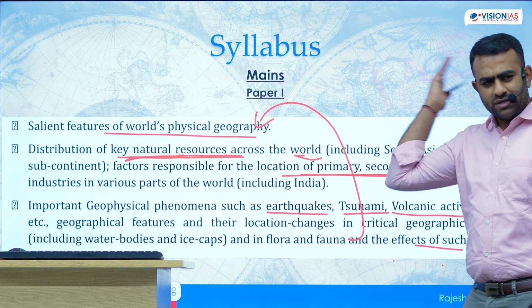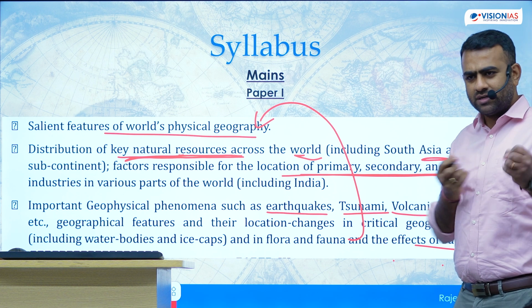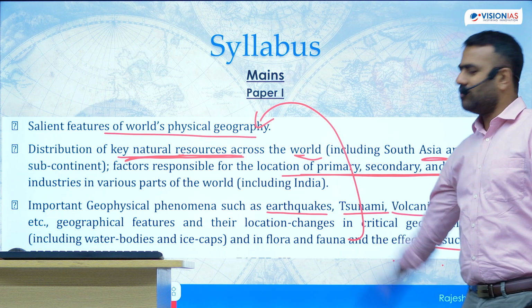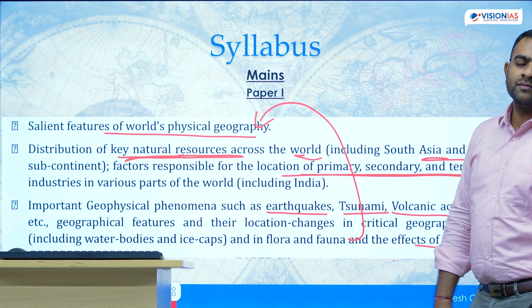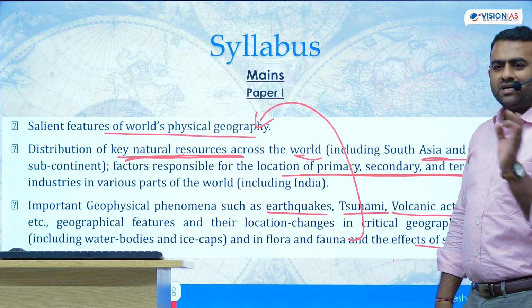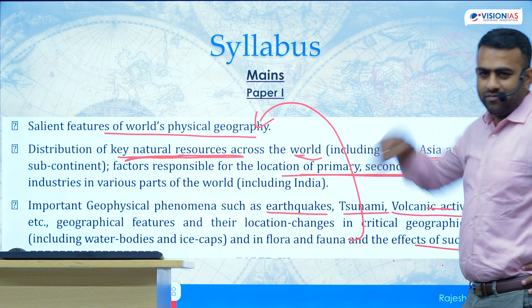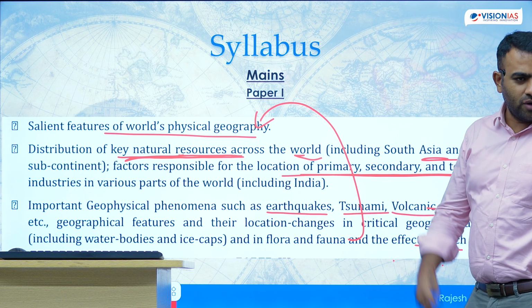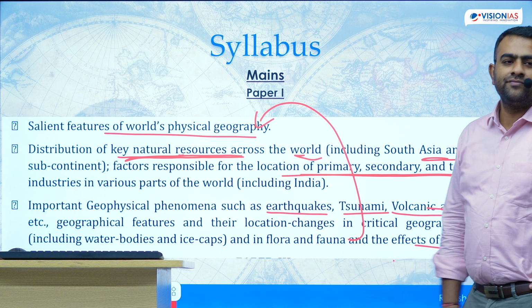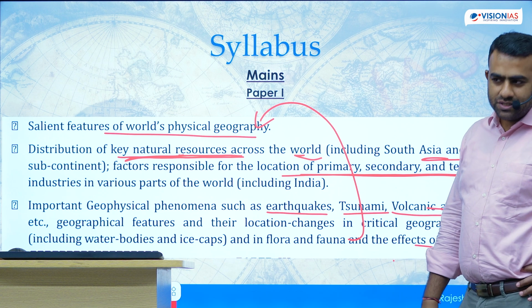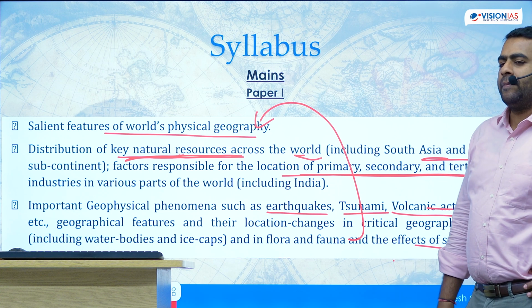People will be confused. Disaster management is part of paper 3. Why are they asking in paper 1? It is clearly mentioned. These are all the disasters only. Every disaster is a geophysical phenomenon. But here you will study from the geography's point of view. In paper 3, you will study from the management point of view, how to manage those disasters. That differentiation is very much important here.